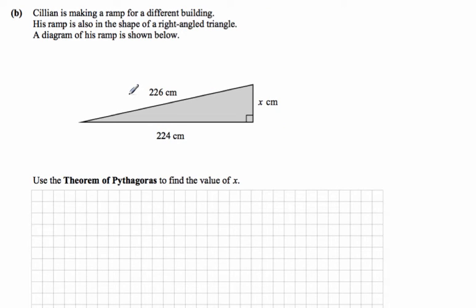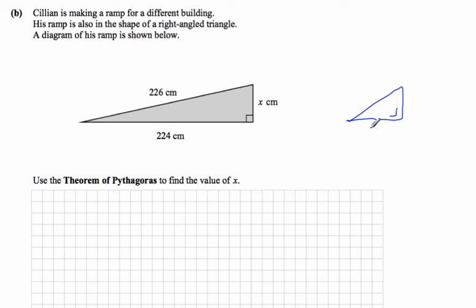Okay, and finally part B. Killian is making a ramp for a different building. His ramp is also in the shape of a right angled triangle. A diagram of his ramp is shown below. Use the theorem of Pythagoras to find the value of x squared. Okay, well again, you can use your tables book here to help.